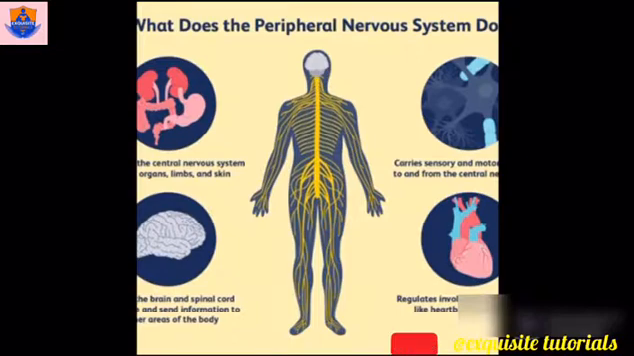Now we have structures like the hypothalamus and various organs. The autonomic nervous system is involuntary, and is divided into the sympathetic and parasympathetic nervous system.